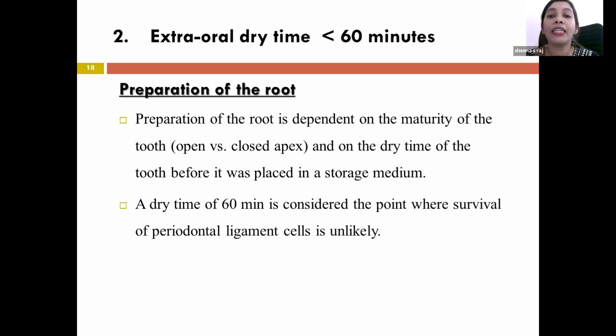Second, if the extraoral period is less than 60 minutes, what you have to think is that some of the periodontal ligament might still be there, preserved. So we have to prepare the root, and the root preparation depends on whether it has an open apex or a closed apex, and on the dry time of the tooth before it was placed in a storage media. A dry time of 60 minutes is considered the point where survival of periodontal cells is unlikely.